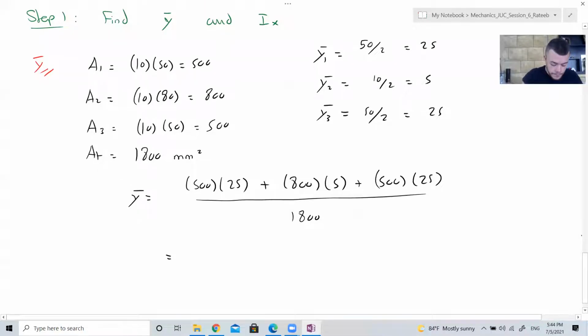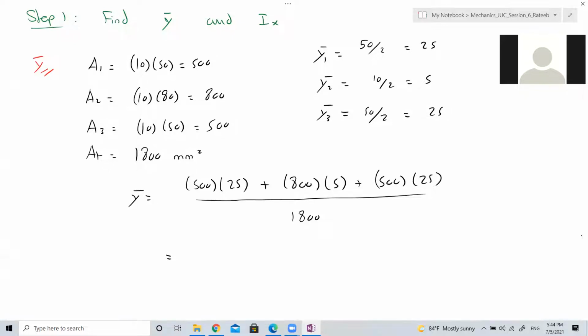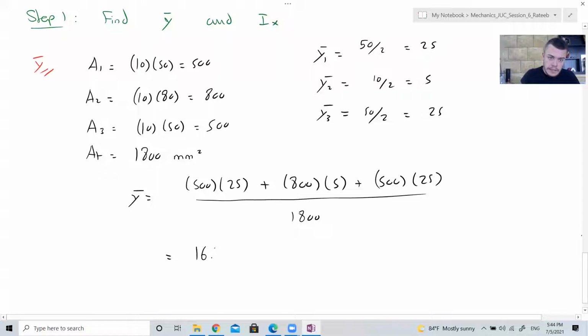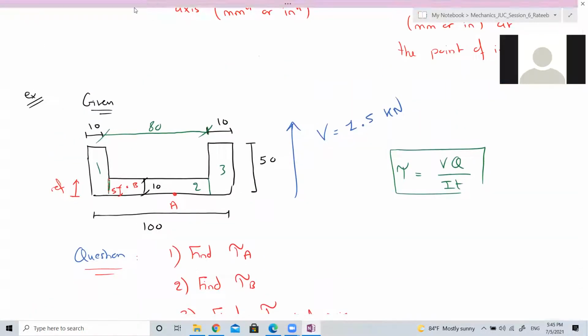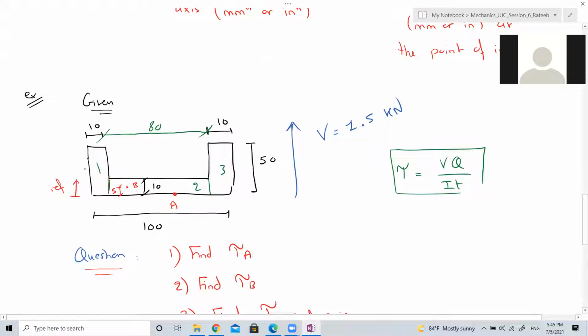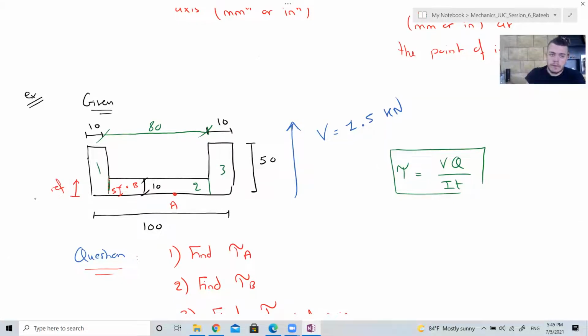Is it clear? Yes, doctor. Why, doctor? Why did we divide by 2? So this is 16.11 millimeter. Why are you dividing by 2? Who asked? Me, Nayef. Because Y1 bar is the centroid of shape 1, which is here. From the reference, it's 50 over 2. Y1 bar, Nayef, is the distance between the centroid and the reference. The centroid of this one is in the middle. Understood?